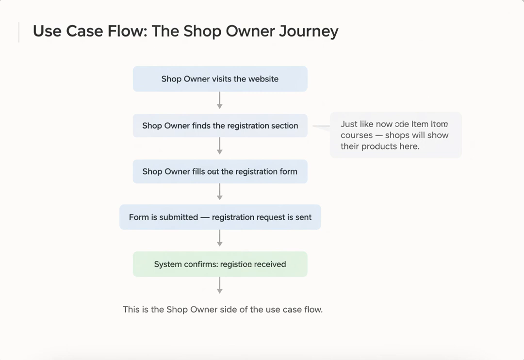First, the shop owner visits the website. The website at this point is essentially a clean, empty front end. Then, the shop owner finds the registration section and fills out a form. This form is their request to have their shop listed on the platform.